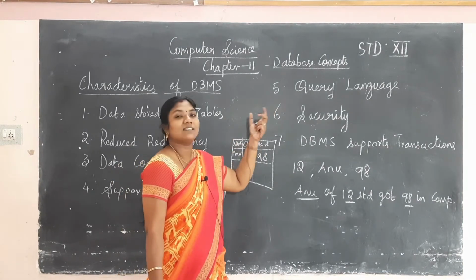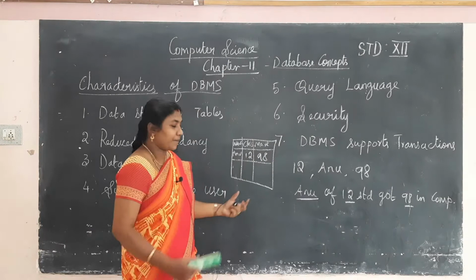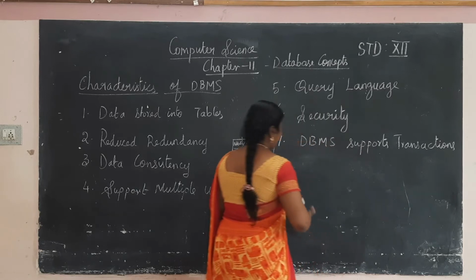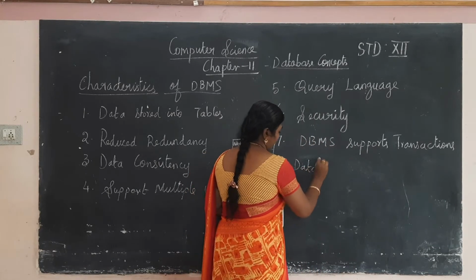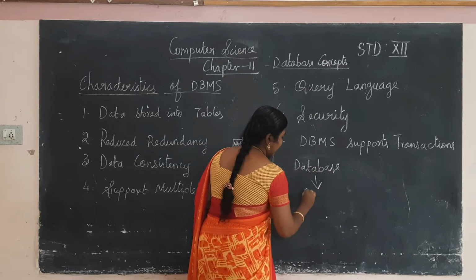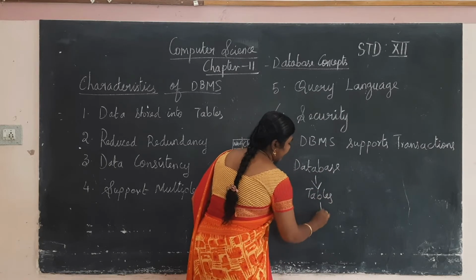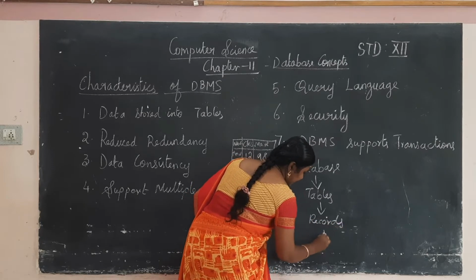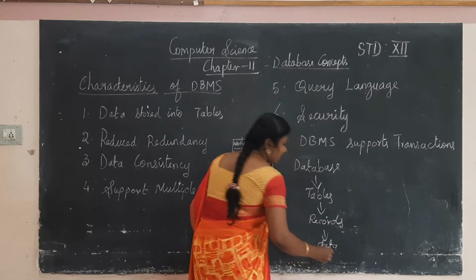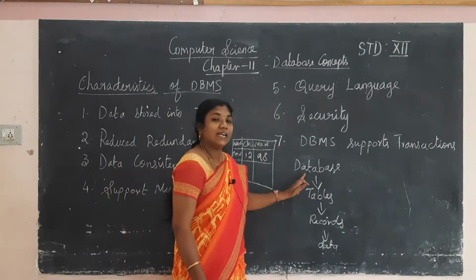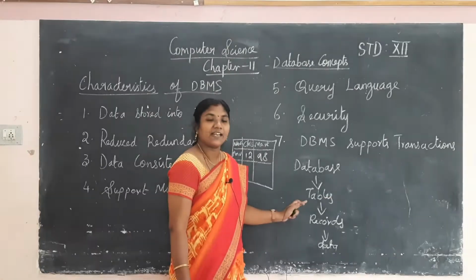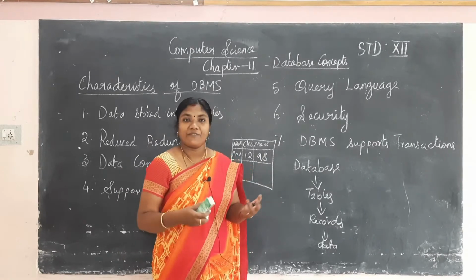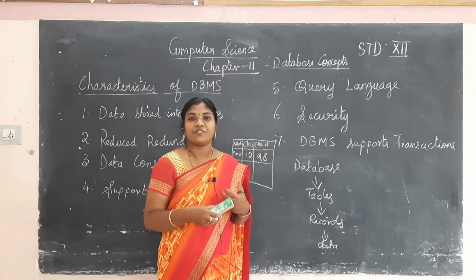So database means a collection of tables. What do you mean by database? A database is a collection of tables, a table is a collection of records, and a record is a collection of data. This is the main concept. Database is a collection of tables. So there are many data, and the data may be of any form, but only when they form meaningful information do they get value.